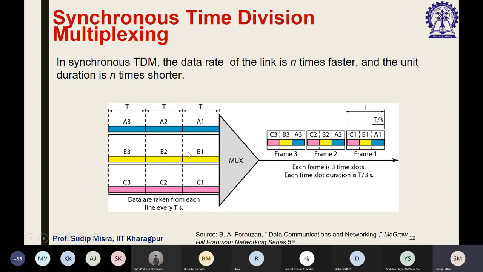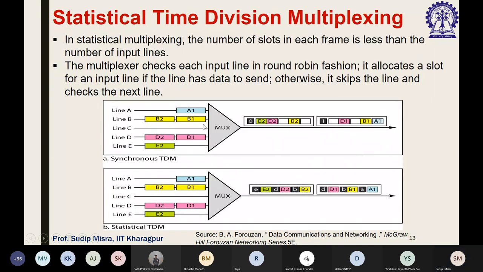Now this sort of technique works very well. But if you have a situation like this, where A1 is present, but there is no A2 and A3. There is B1 and B2, but no B3. For line C, there is no C1, C2, C3. Here you have D1 and D2 but no D3. Here you have E1 but no E2. You have E2 but no E1 and E3.